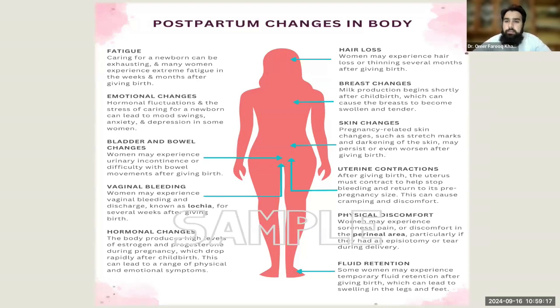Hair loss. Women may experience hair loss or thinning several months after giving birth. Breast changes. Milk production begins shortly after childbirth, which can cause the breasts to become swollen, increase in size, and become tender if the milk is not being given to the newborn. Skin changes. Pregnancy-related skin changes such as stretch marks and darkening of the skin may be present. Uterine contractions are still present because the uterus keeps on contracting and starts getting back to the pre-pregnancy size.